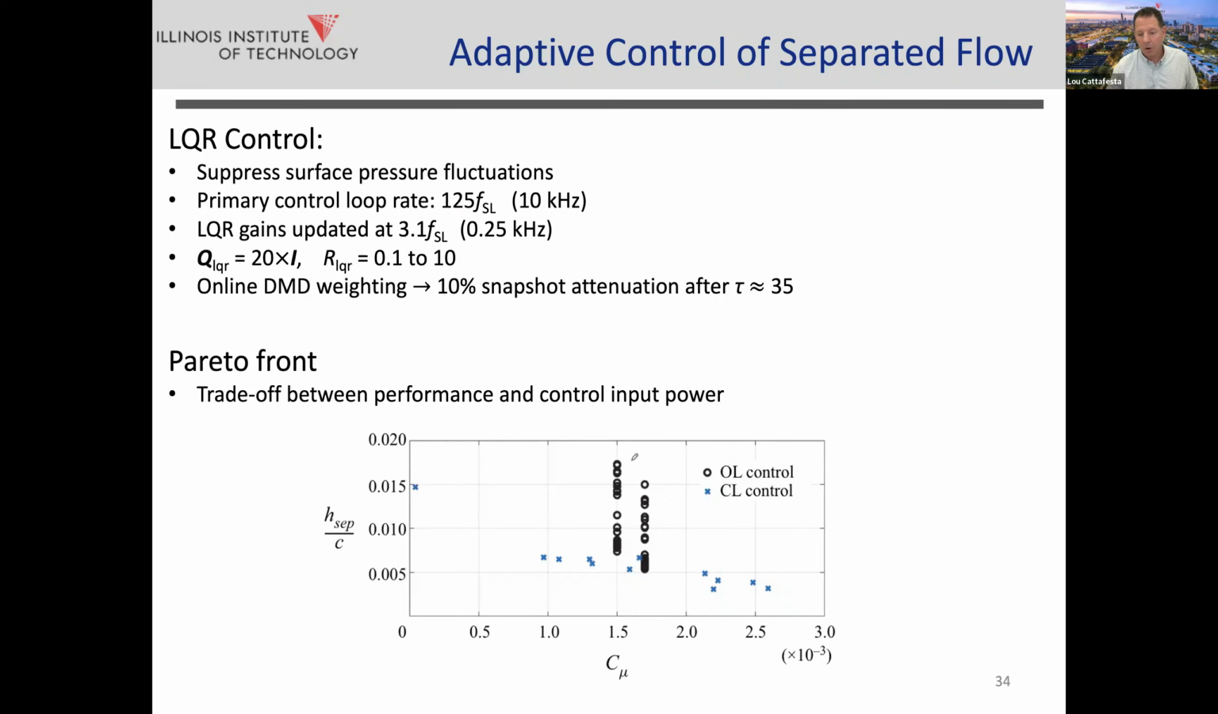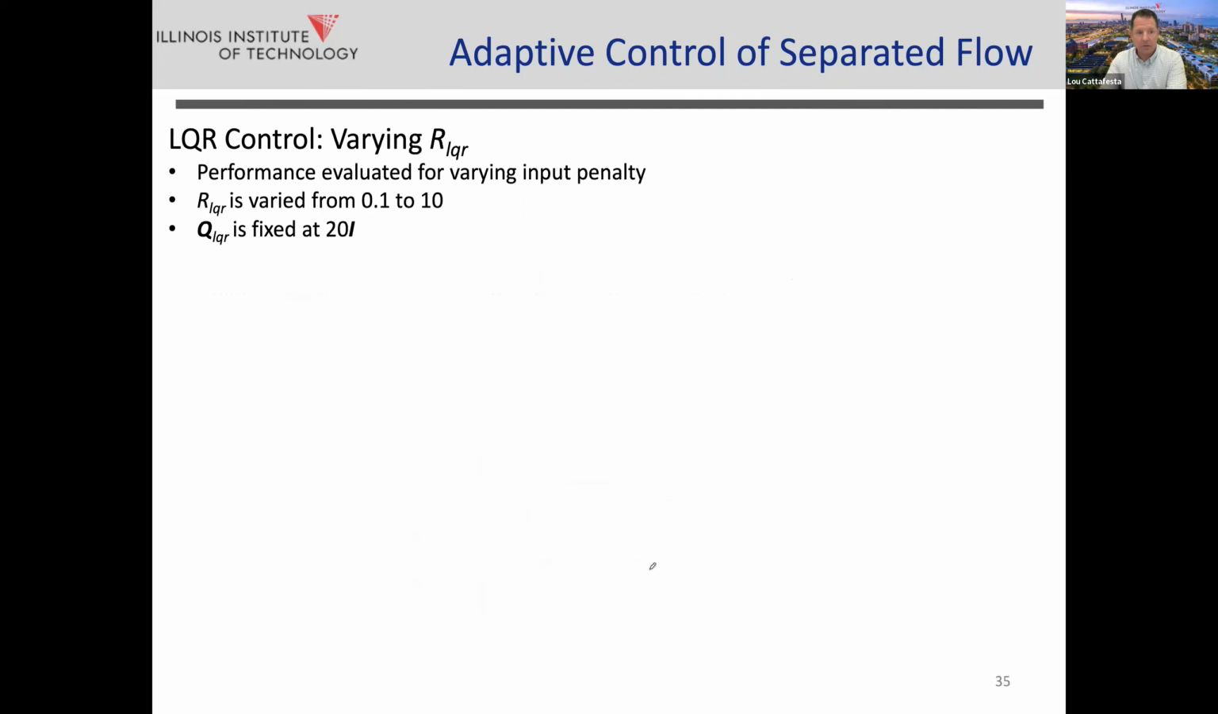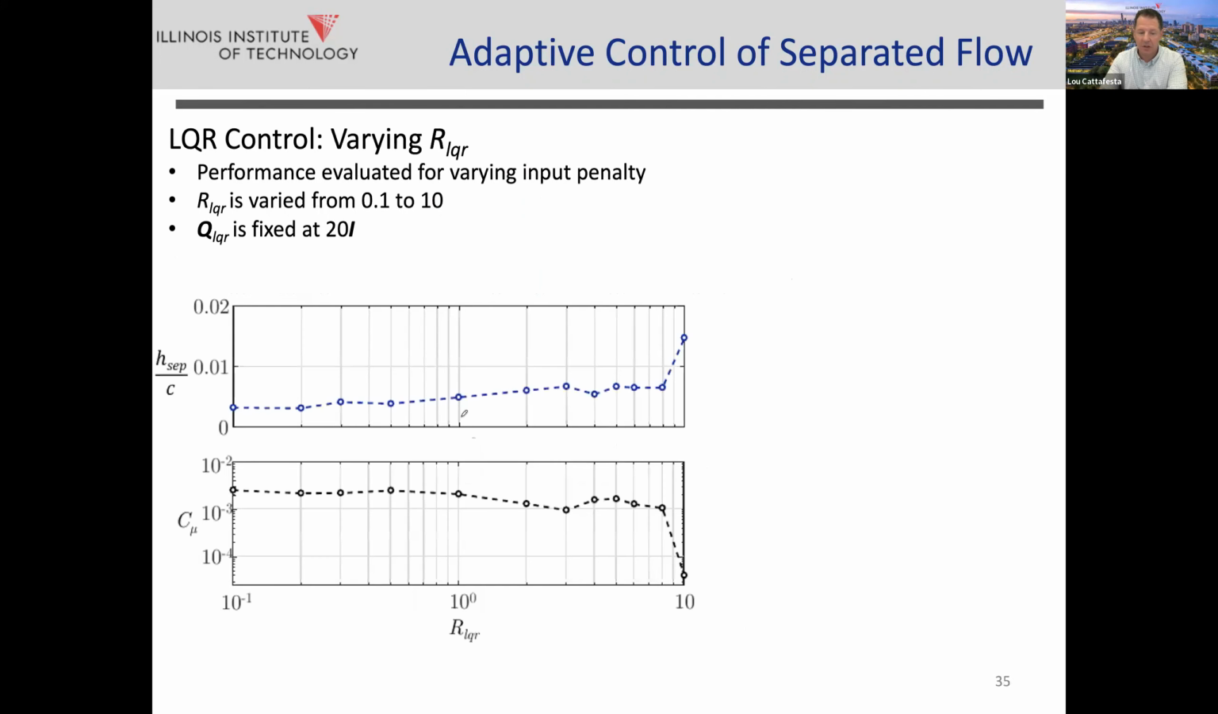All the other open loop cases, which are run at a variety of frequencies and levels, do at best what you can do with the closed loop control. All right. So that in itself, I think, is quite interesting. Let's look at some specific examples of these results.